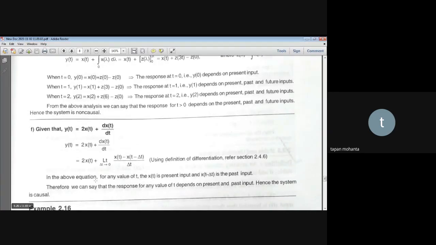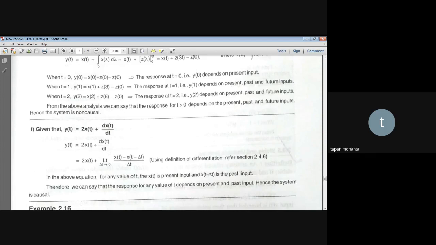So for the above equation at any value t, x of t is the present input, and x of t minus delta t is the past input. Therefore we can say that the response at any time t depends on the present and the past input. So hence the system is a causal system. Because only the differentiation term is coming, there is no future term.